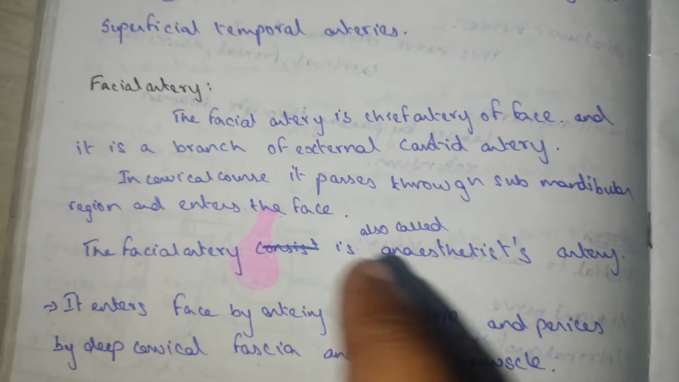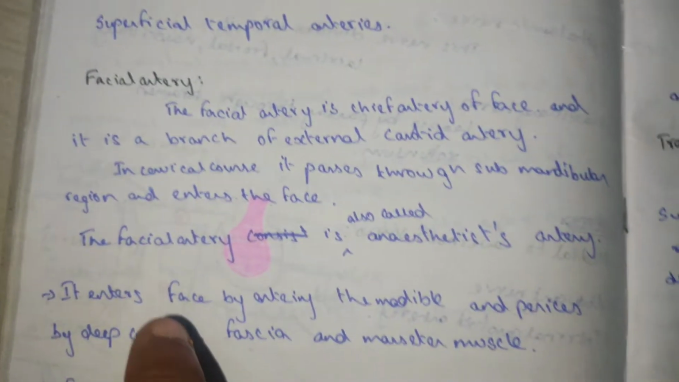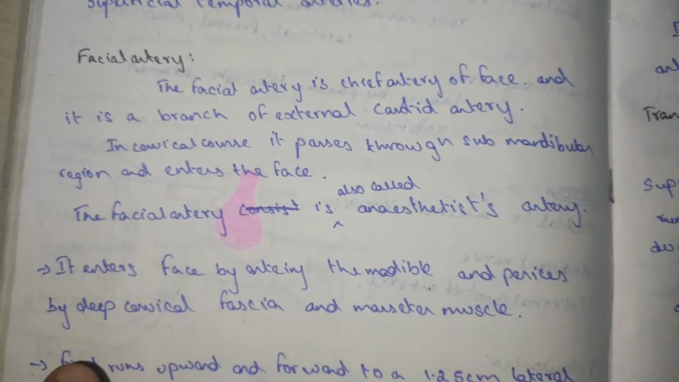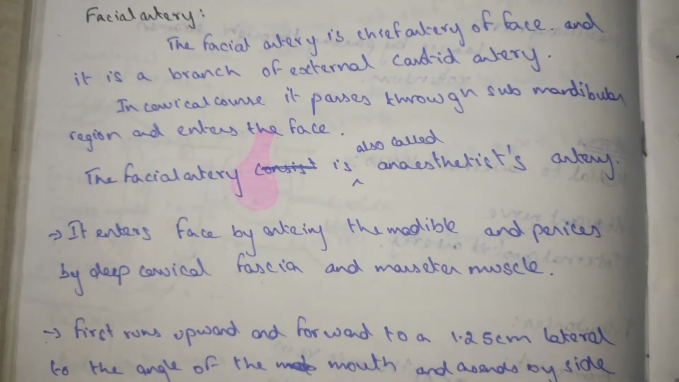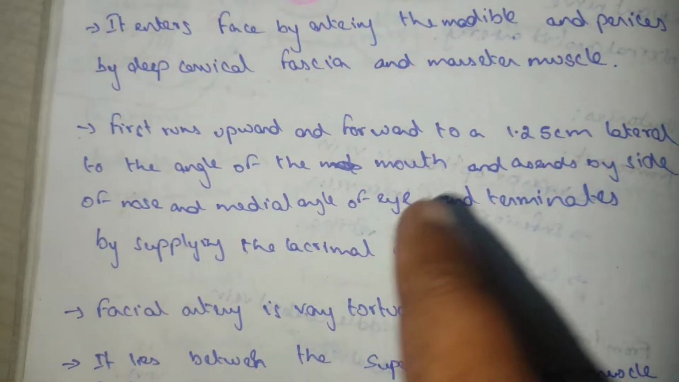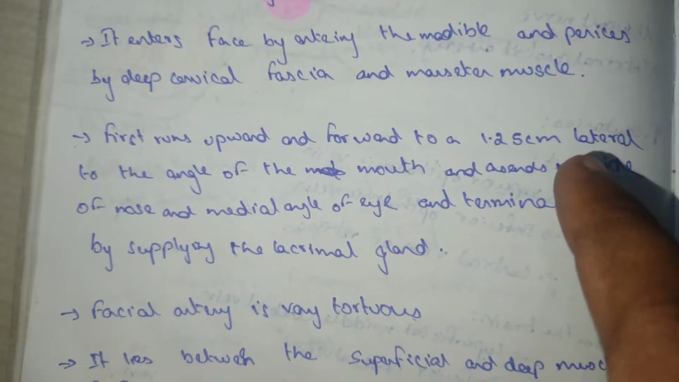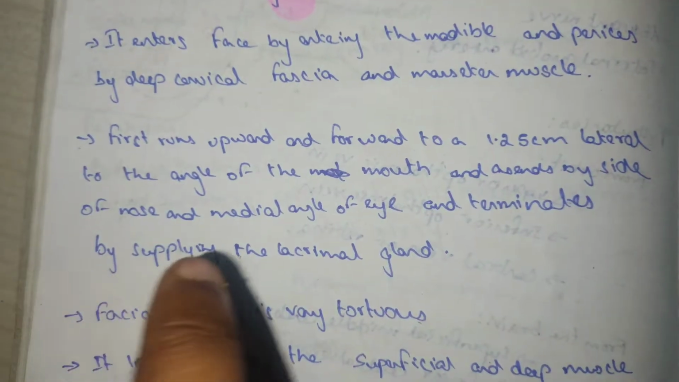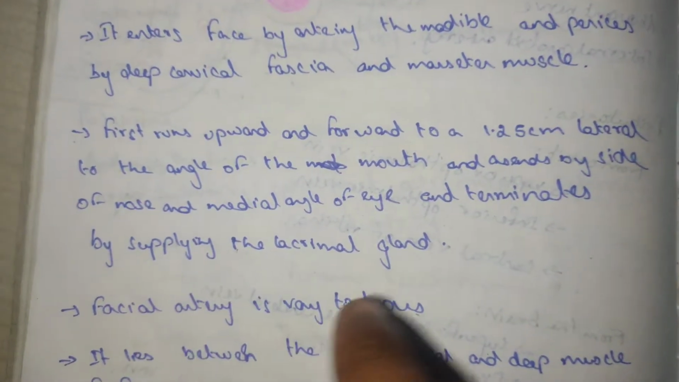The facial artery is also known as angular artery. It enters the face by crossing the mandible and pierces the deep cervical fascia and the masseter muscle. First, it runs upward and forward 1.25 cm to the lateral angle of the mouth and ascends by the side of the nose to the medial angle of the eye and terminates by supplying the lacrimal gland.